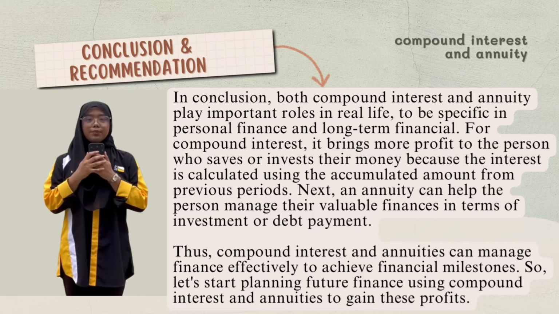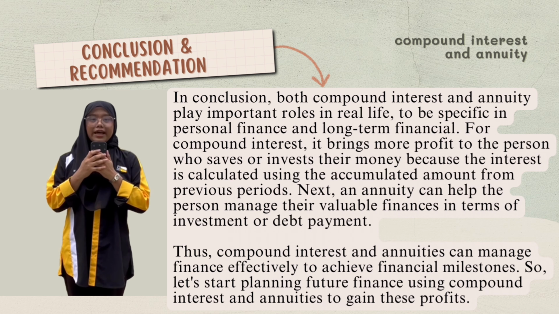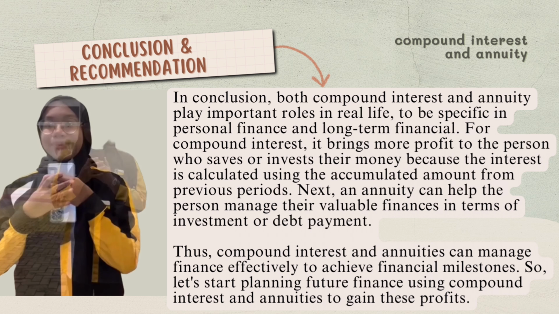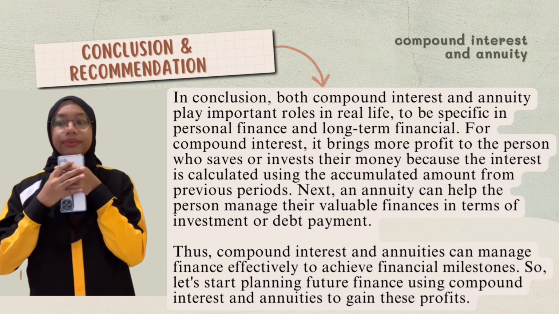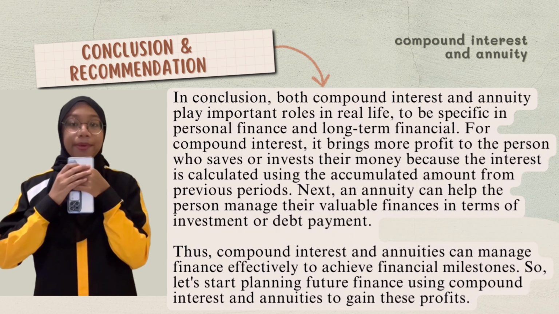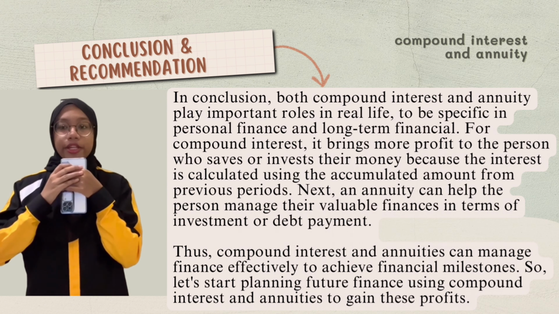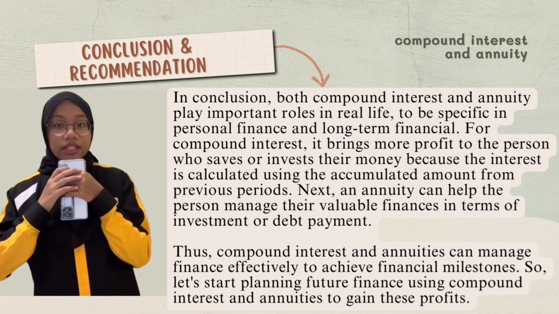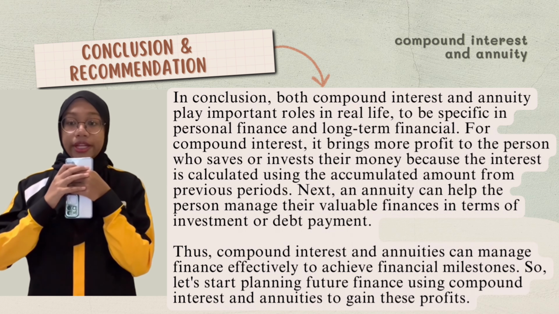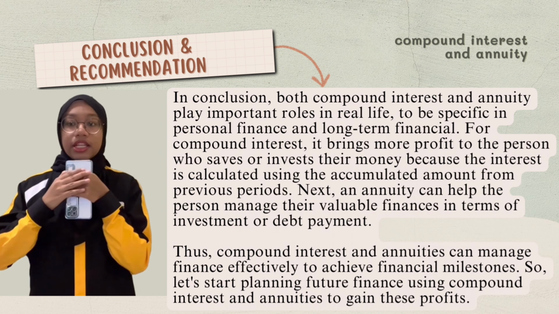In conclusion, both compound interest and annuity play important roles in real life, specifically in personal finance and long-term financials. Compound interest brings more profit to the person who saves or invests their money because the interest is calculated using the accumulated amount from previous periods. Annuity can help a person manage their available finances in terms of investment or debt payments. Compound interest and annuities can manage finance effectively to achieve financial milestones. So let's start planning future finance using compound interest and annuities to gain these profits.